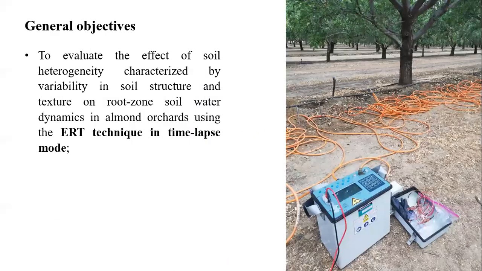This technique involves injecting current into the soil and measuring the resistance. It's based on the concept that the resistance to electrical flow in the soil is going to be affected by the degree of saturation as well as the chemistry of the pore water. And we measured several times over a number of hours during the day in order to generate the time lapse that would give us information of how root zone soil water dynamics were changing. And that's where the time-lapse mode comes in.